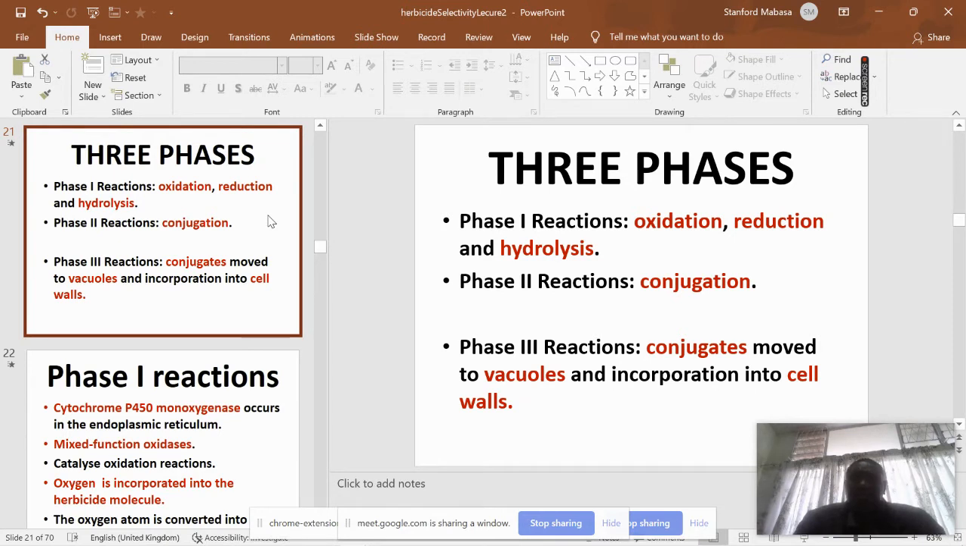There are quite a number of enzymes and molecules which can be important under phase two. Then phase three has a few reactions which will move everything into the vacuoles or part of the cell. Actually, this is how plants can protect themselves from pesticides, in particular herbicides.